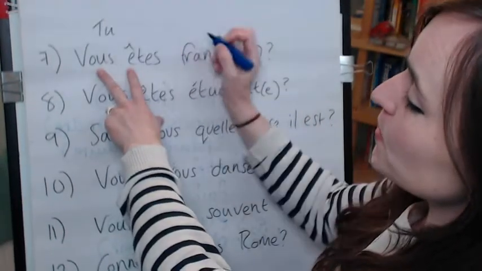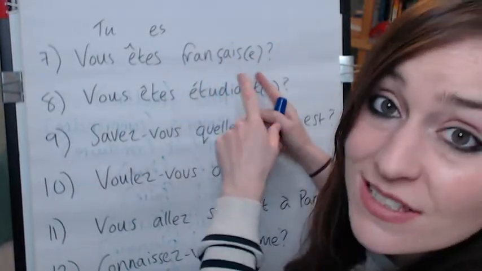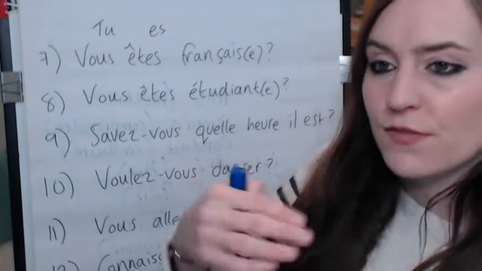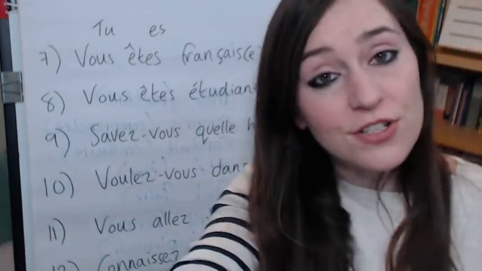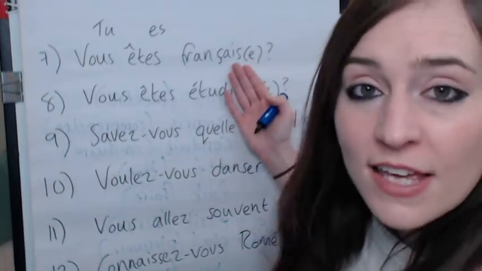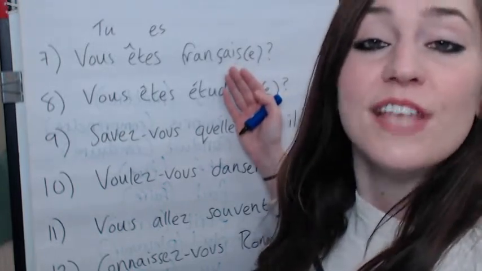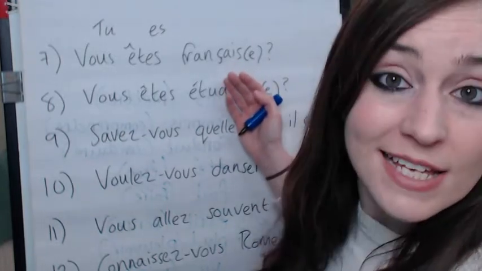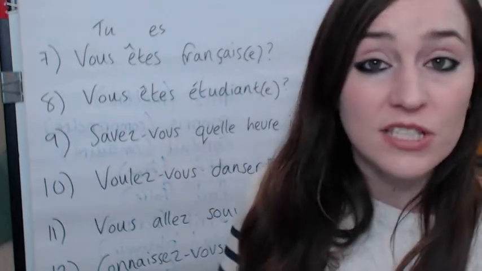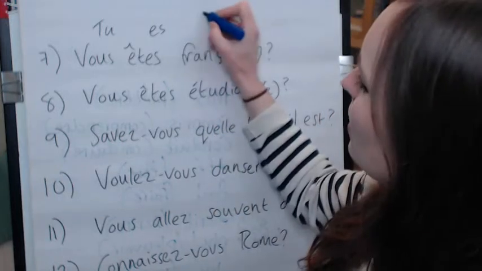So, vous becomes tu, and français, française stays the same. The thing there that changes is if, for example, I'm asking a girl, are you French? Then I would need to be wary that français is the adjective that describes a French guy. Française, français, française. Putting the extra E on the end changes the pronunciation as well as the written form. Okay? Tu es français?